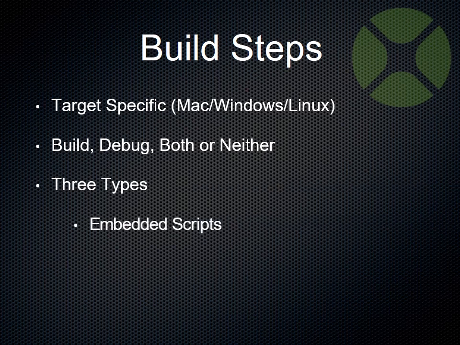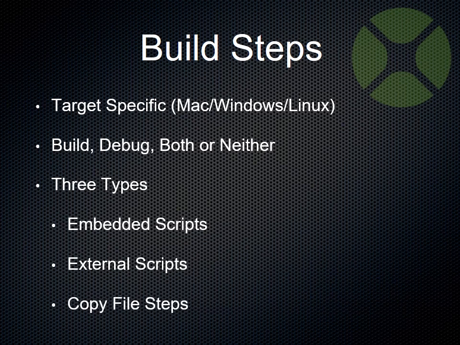And then there are 3 different types. There's embedded scripts. So you would put one of these in your project and you type in a script and it would just run when you do a build. There are external scripts. These are scripts that actually live on your hard drive and get loaded when you run the project. And then copy file steps. And the reason for copy file steps is so that you don't have to call out to a shell and say, well, I need this file over here and this file over here and this file over here. These are very specifically for just copying things to a particular place in your build.